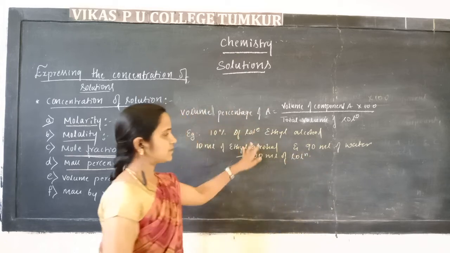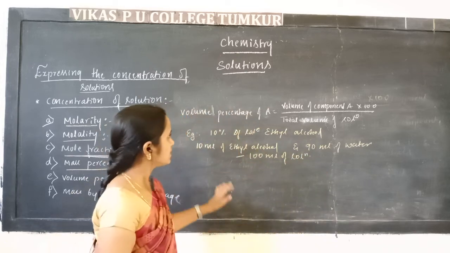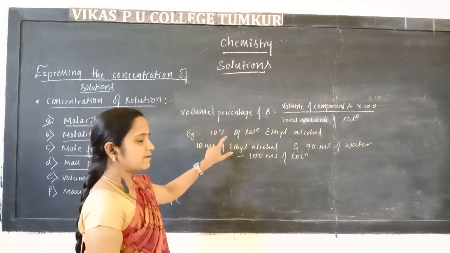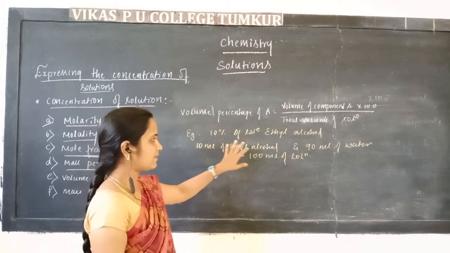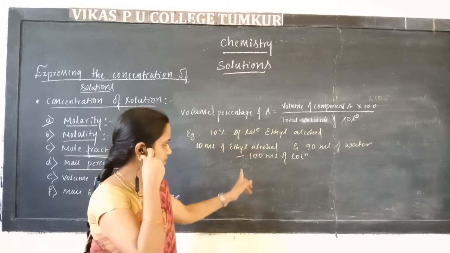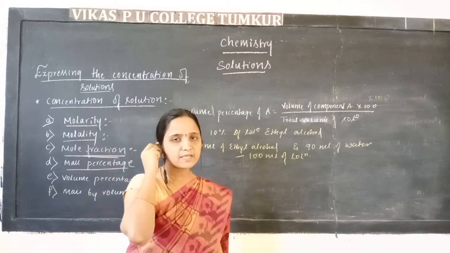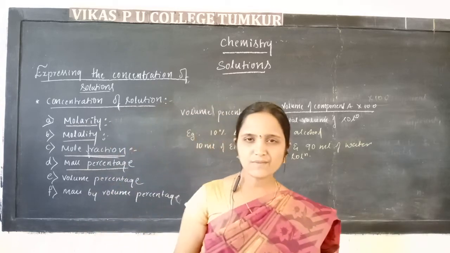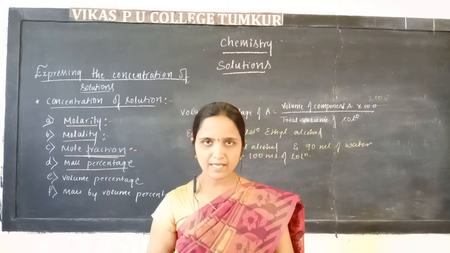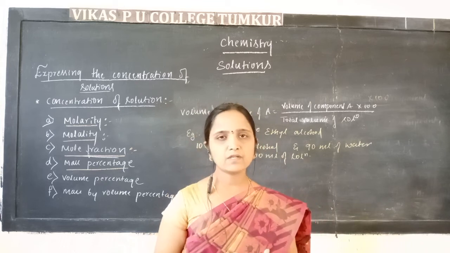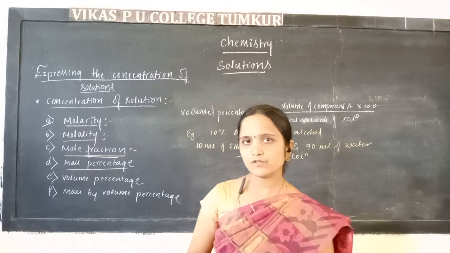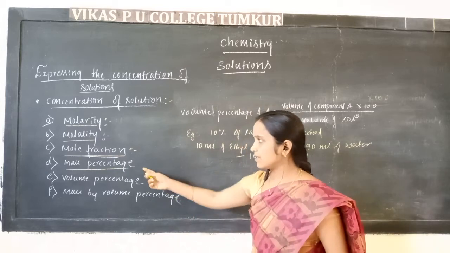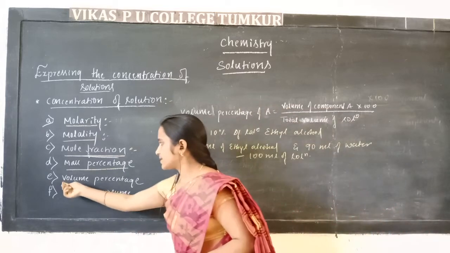So a 10% solution of ethyl alcohol in volume percentage means 10 ml of ethyl alcohol and 90 ml of water results in 100 ml of solution. Here the volume is taken in ml. The mass is taken in grams. You should remember that. This is about the volume percentage.